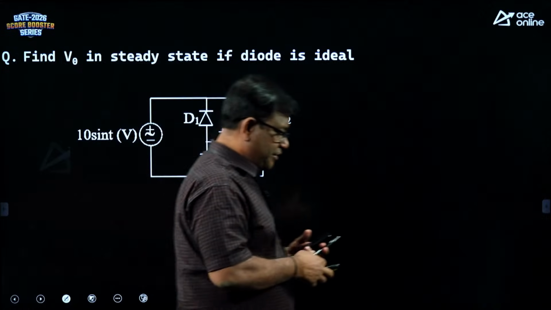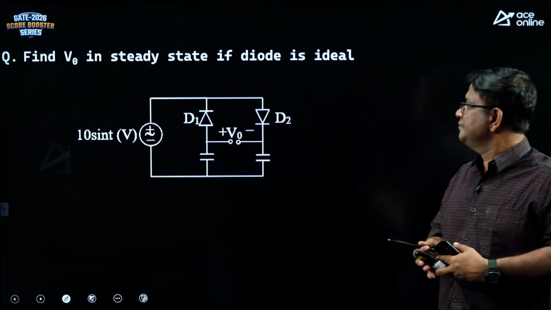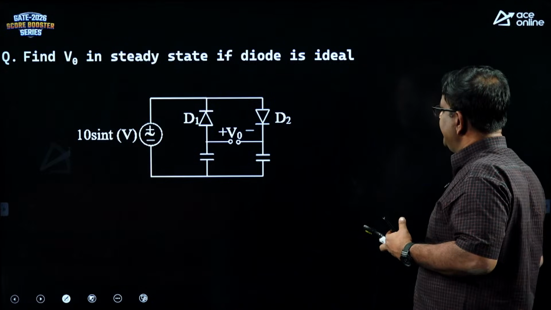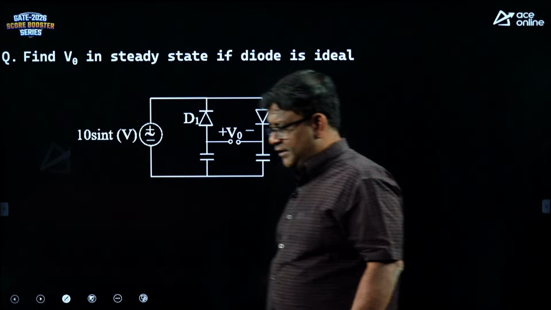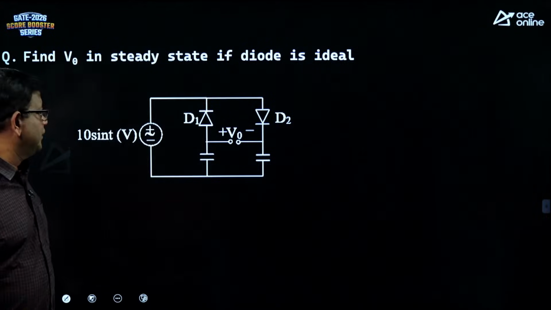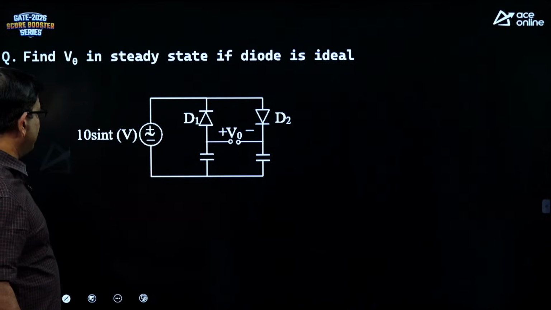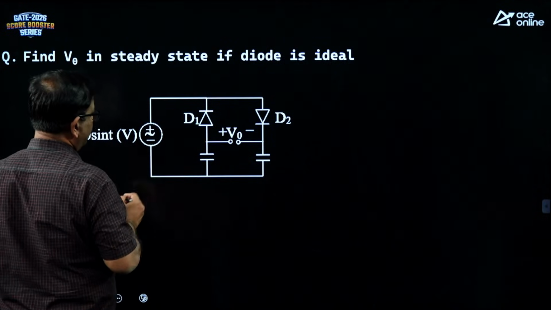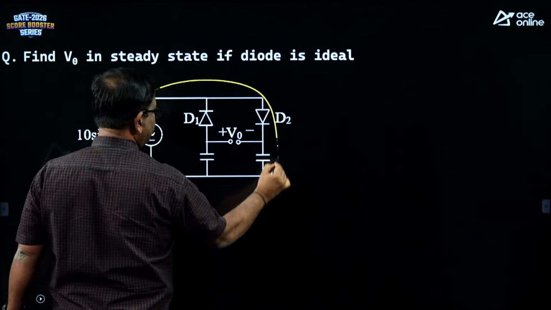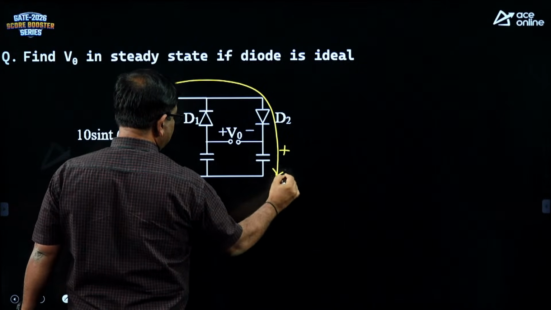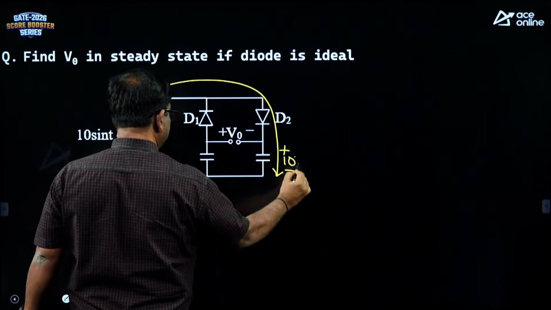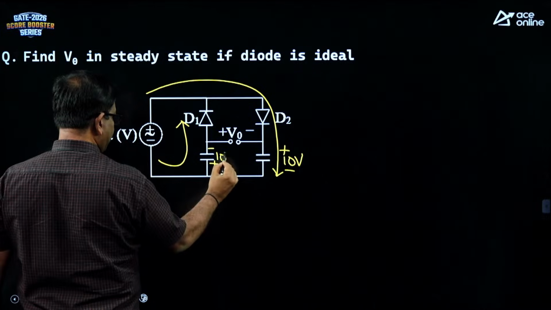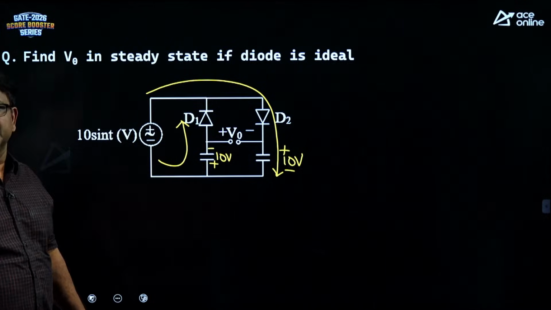Go through the question once. Find V naught in the steady state if diodes are ideal. The diodes are considered ideal. So, this is a very simple doubler circuit. We know during the positive cycle D2 is on, the capacitor will charge to 10. During the negative cycle D1 is on and the capacitor will charge to 10 volts with this polarity.